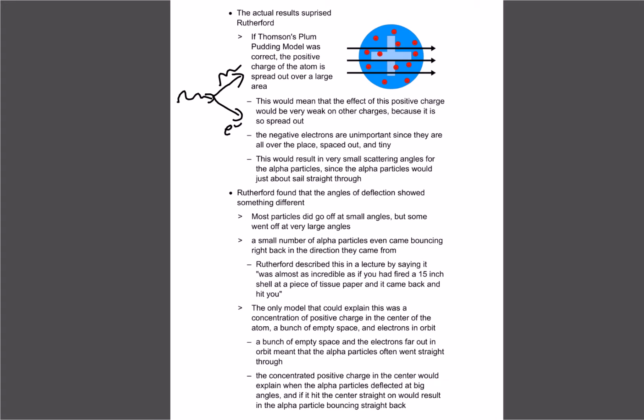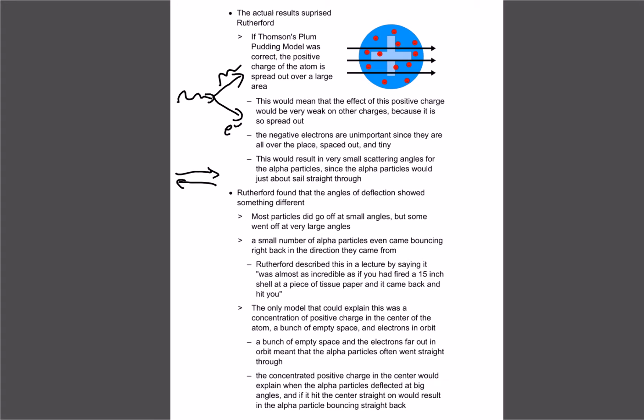And the third one was the one that was the strangest. He found that some of the alpha particles hit the gold foil and bounced perfectly straight back. And he thought that was pretty strange, because he said that would be like having a 15-inch shell, like a cannon or a big tank bullet, hitting a piece of toilet paper and bouncing straight back. So he thought that was pretty strange.